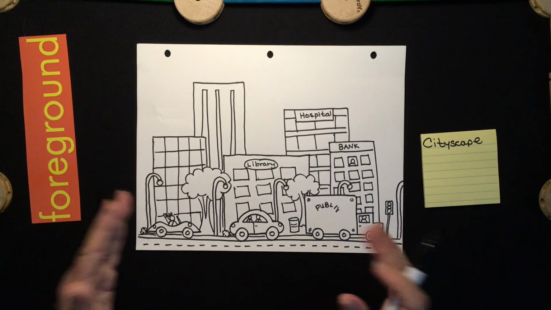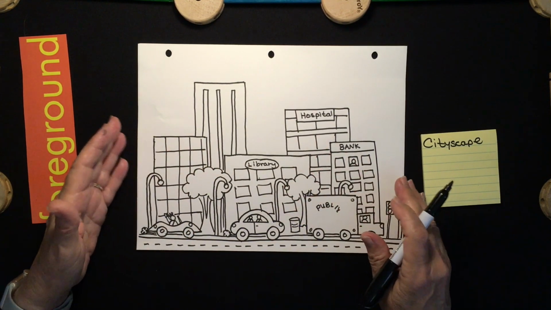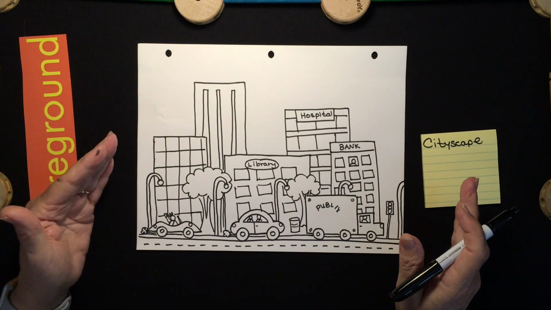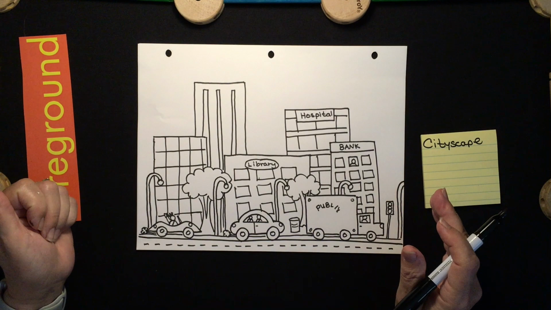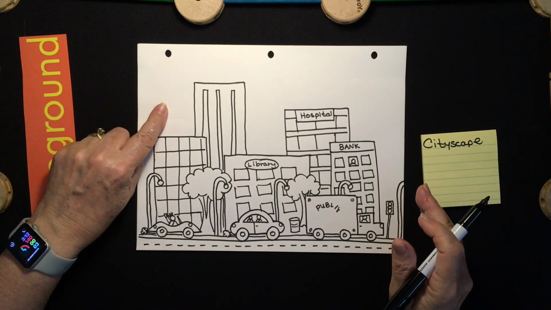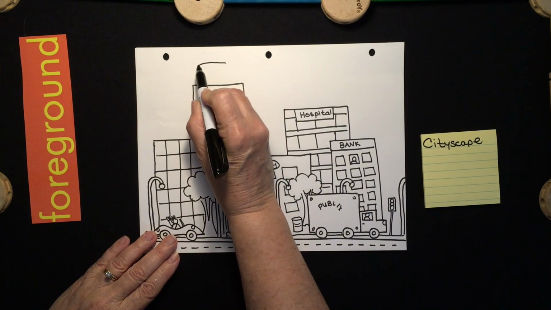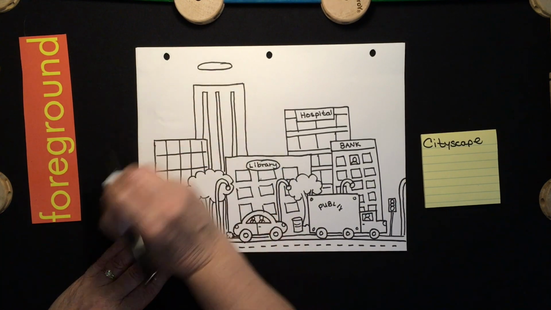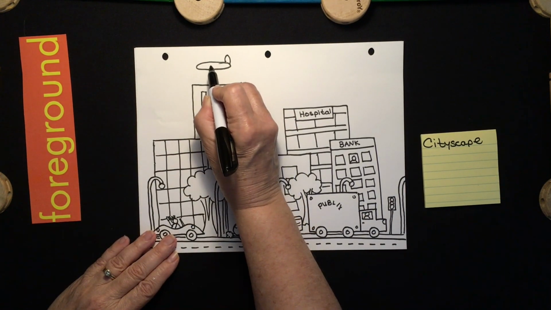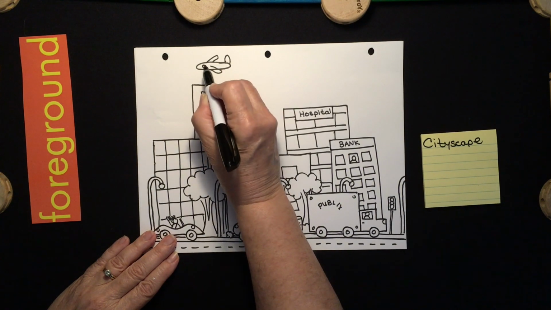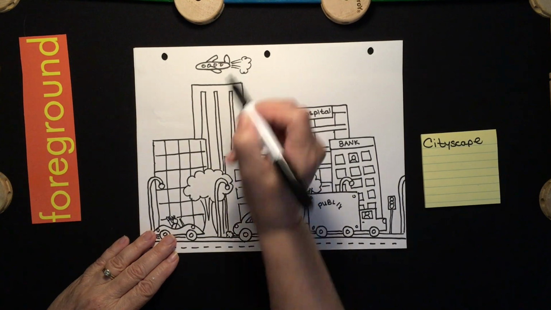So now I've made my vehicles in the foreground, my buildings in the middle ground, and now I can think about things that would be in the background, far away. Those would be the clouds, the sun, maybe some flying things like airplanes or helicopters. So I'm going to show you now how to make an airplane. So to make an airplane, this is going to be easy. A long, skinny hot dog. And then an upside down U here. And there are the wings and windows. You can make some action lines, some smoke.